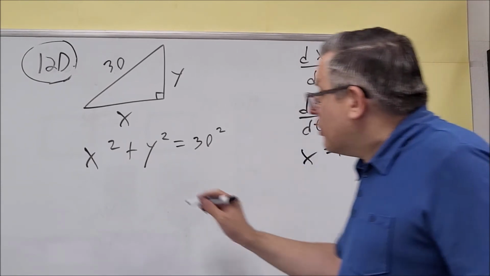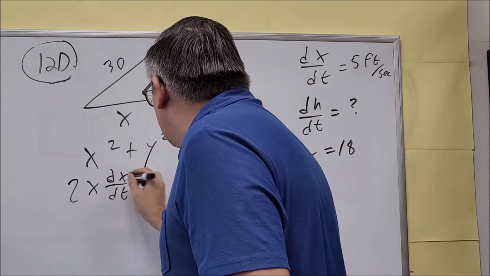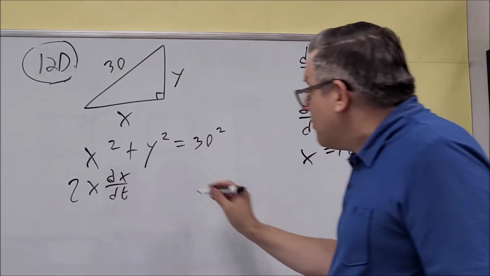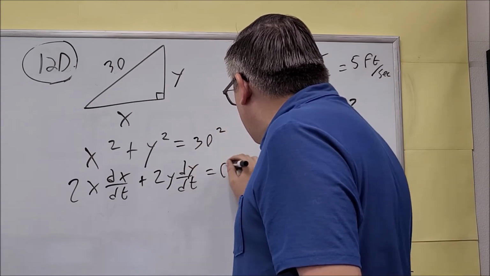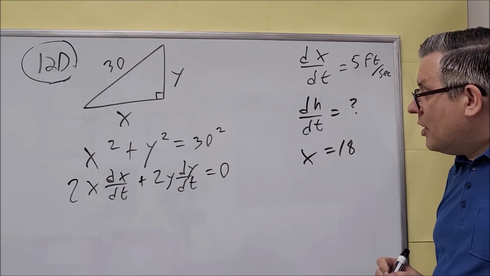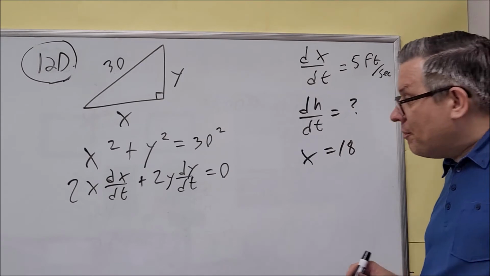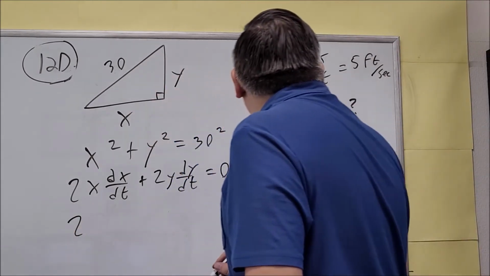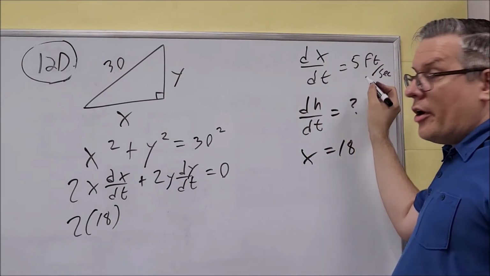Now here's our formula. Let's go ahead and take the derivative of both sides with respect to time. You're going to get 2x dx/dt plus 2y dy/dt, and then that's a constant on the right-hand side, so it's going to be a 0. From here, let's put in the information that's provided. We have 2, the x is going to be 18, and dx/dt was given here as 5.